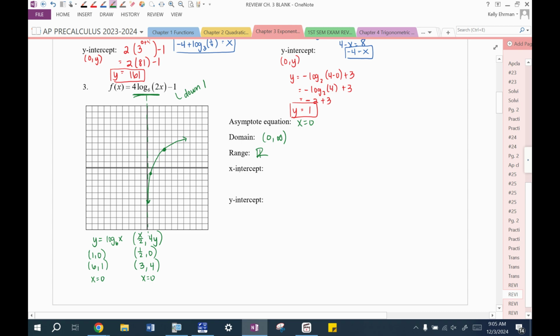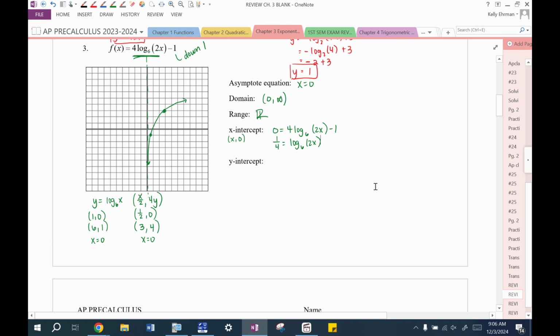You guys would have the x-intercept on here, but we're going to do both. So the x-intercept, again, is when y is 0. So we set our equation equal to 0. So it's 4 log base 6 of 2x minus 1. It's 1/4 equals log base 6 of 2x. All right, how do we get rid of this? We base 6 both sides.